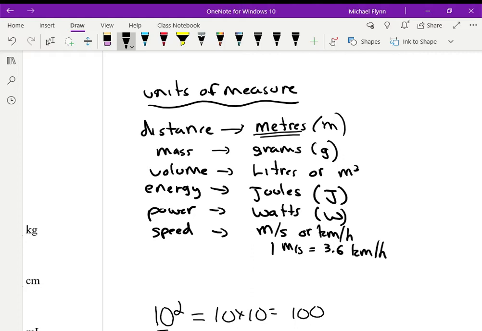Okay, speed is measured in meters per second. Seconds are a standard unit for time, right? And sometimes we use kilometers per hour, and I just said that 1 meter per second is actually 3.6 kilometers per hour, just for interest's sake.